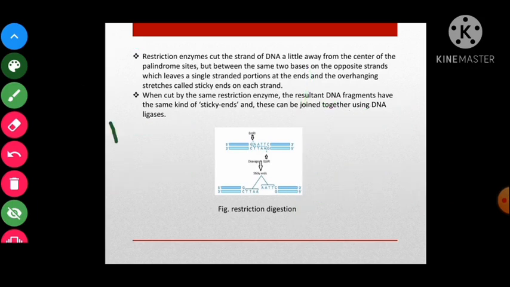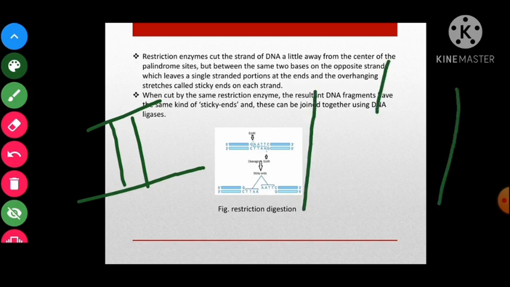Next category is type 2. Type 1 or type 3 are not being used in recombinant DNA technology, but type 2 is the only restriction enzyme which is used in recombinant DNA technology. क्यों? ऐसा क्यों? It always cuts the palindromic sequences from the middle. ये जो है ये palindromic sequence को side से नहीं बल्कि middle से cut करता है. Only this type of restriction enzyme is used in recombinant DNA technology because homogeneous segments are produced.